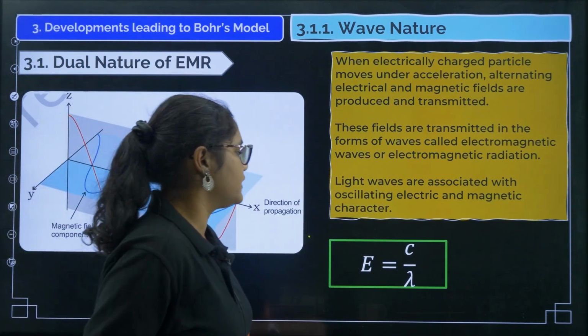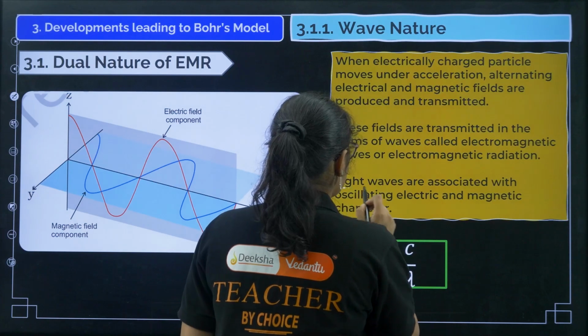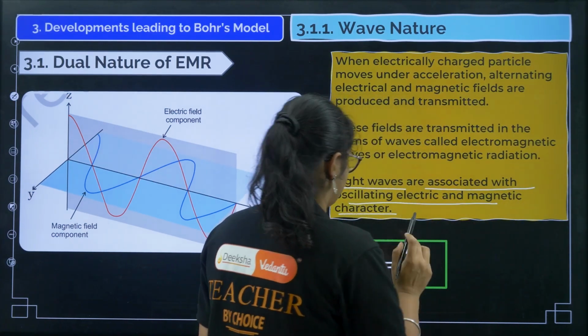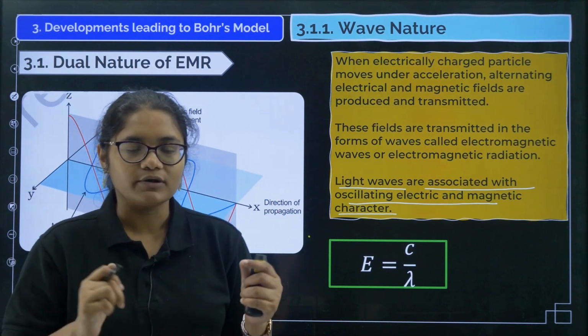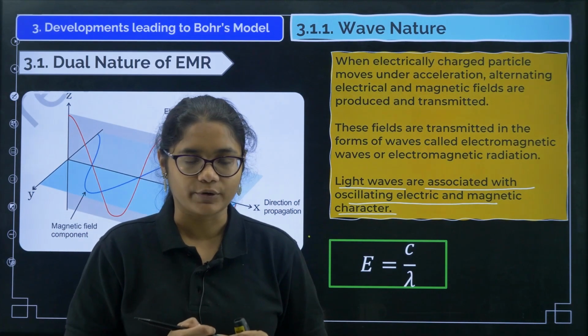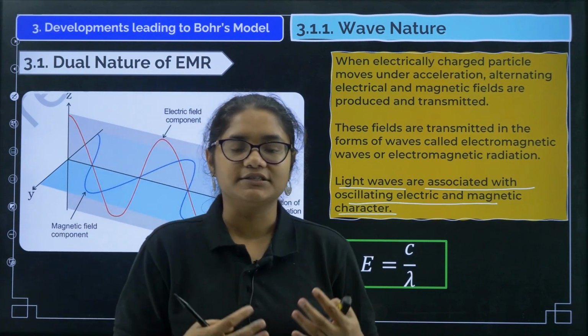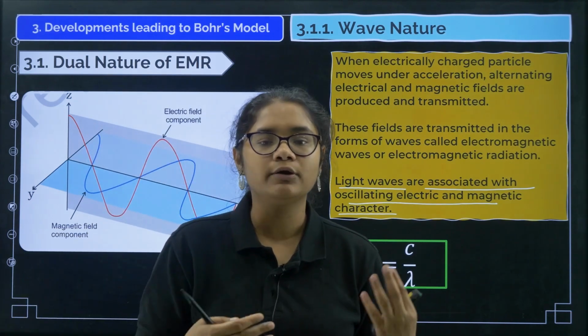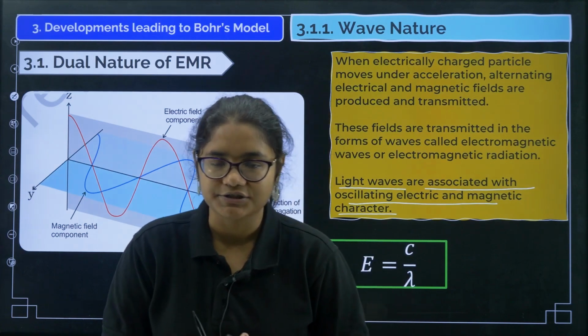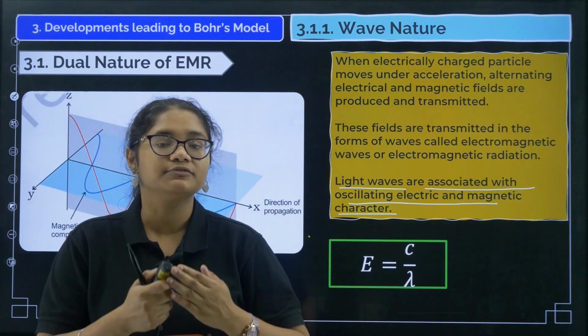Now one more important thing we should consider here is that light waves are associated with oscillating electric and magnetic fields. So first of all, let us understand what this electromagnetic radiation is. Electromagnetic radiation is nothing but a way to transfer energy.